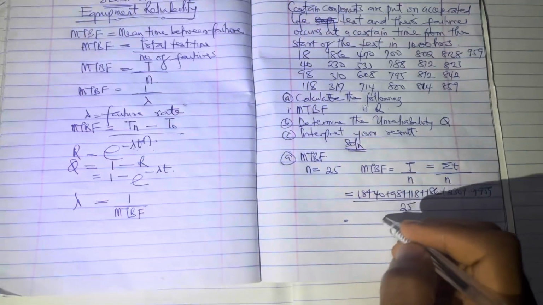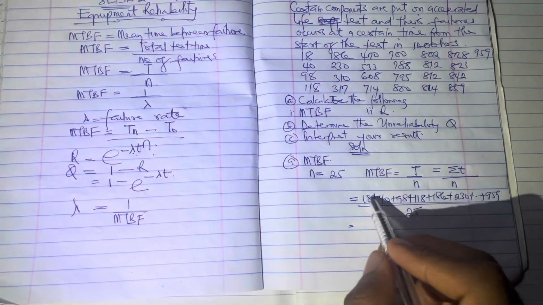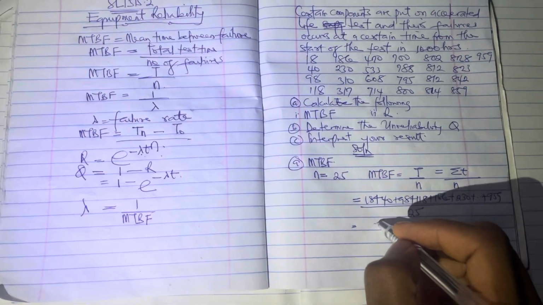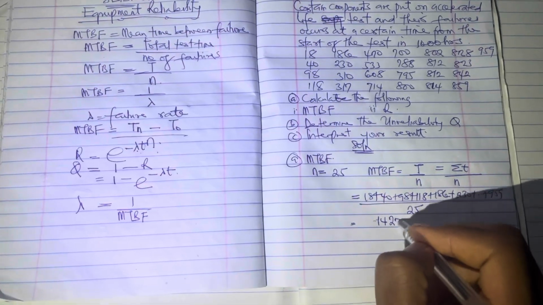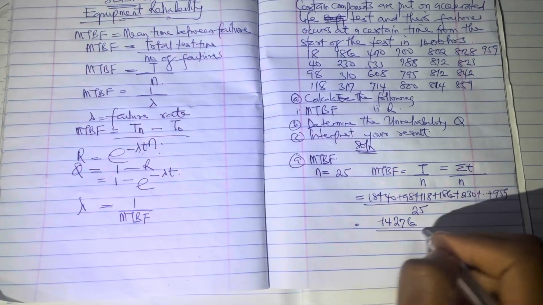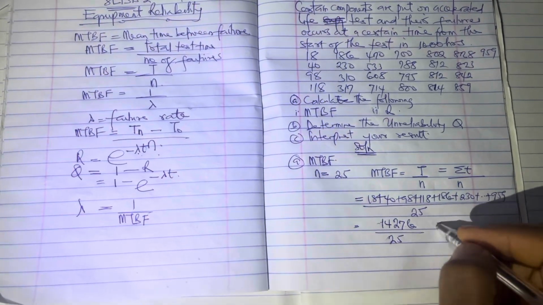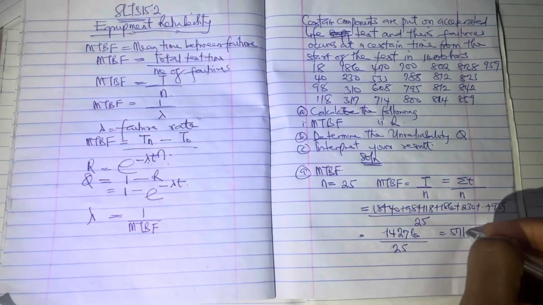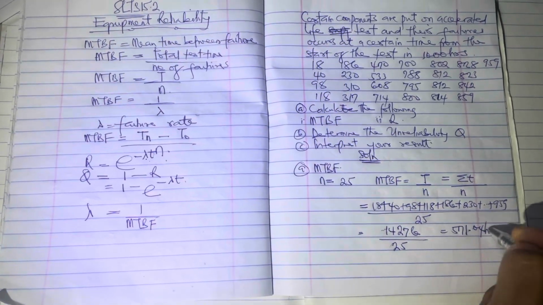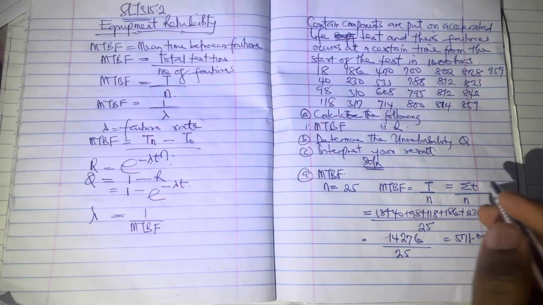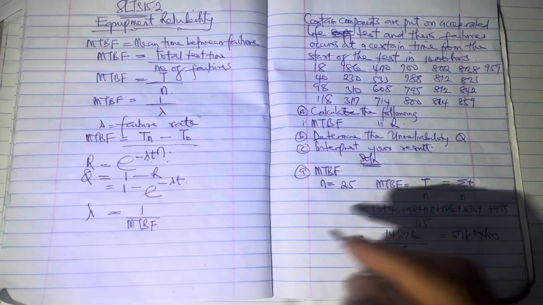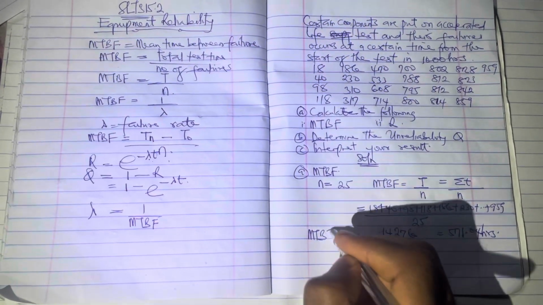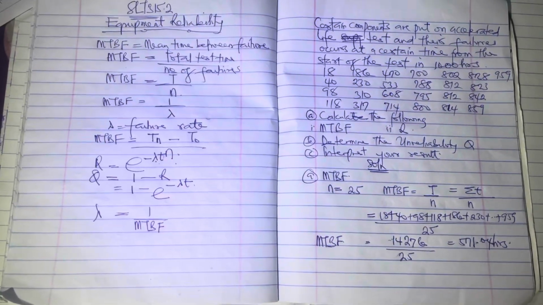If we add all of this, we'll have a total of 14,276. You can cross-check that. When we divide it by 25, we'll have 571.04 hours. All right, so this is the mean time between failures.